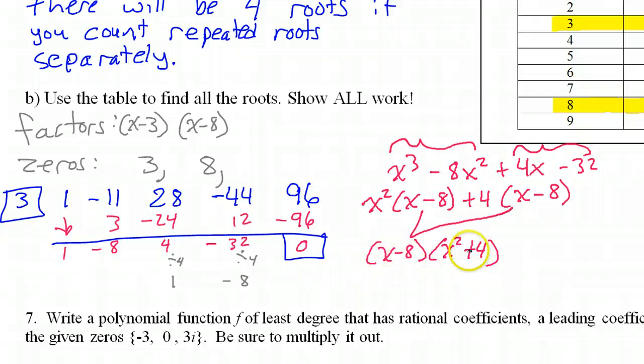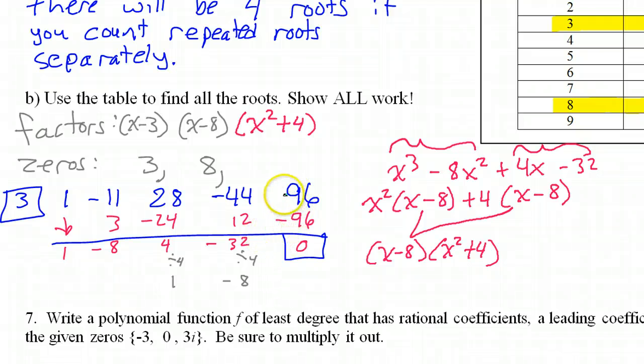Okay, so those are the remaining factors. This x minus 8 is the 8 that we knew we would find, the 8 that's on the chart. So I'm not going to write it again. All I need to add to this is the x squared plus 4.